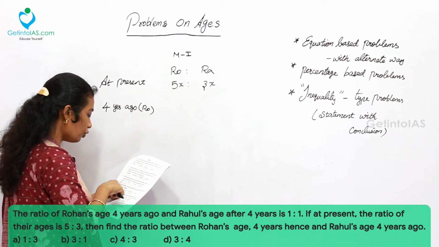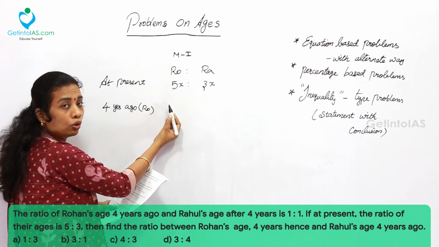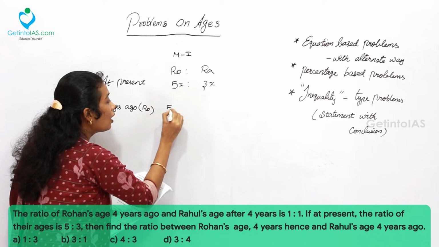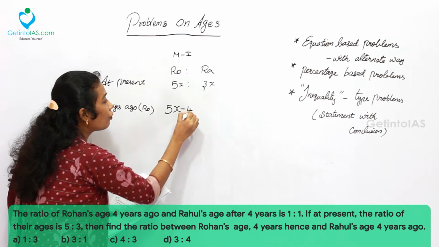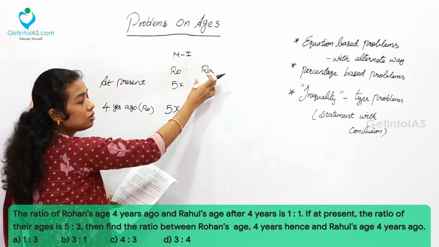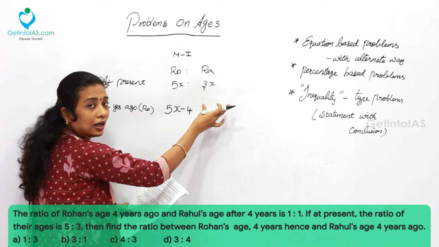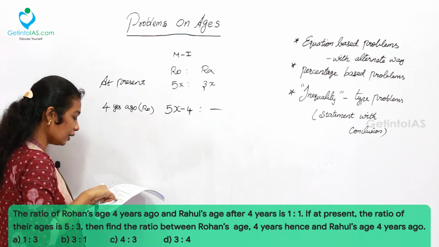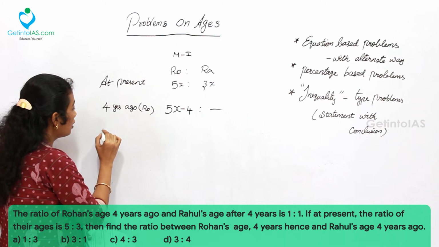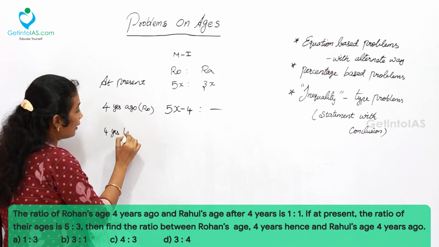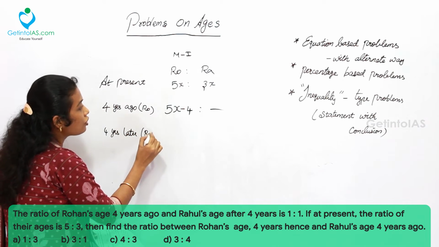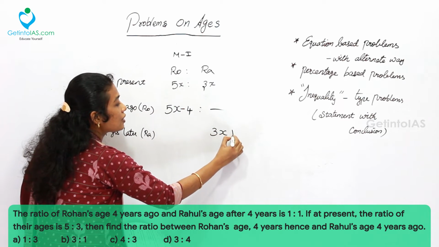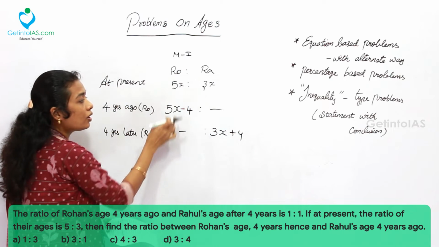Rohan's age 4 years ago means what? At present, it is 5x. 4 years ago means 5x minus 4. As Rahul's age is not required here, I didn't take 3x minus 4. It is not required, right? So leave it. Then the next thing, Rahul's age after 4 years. 4 years later, Rahul's age is to be evaluated. Later means plus. So here 3x plus 4. Here, Rohan's age is not required.